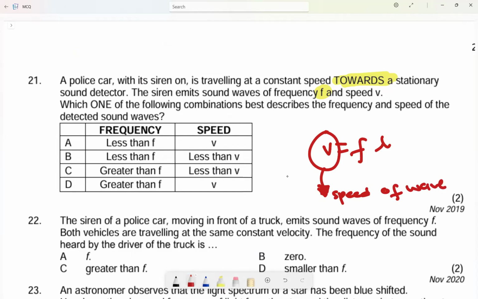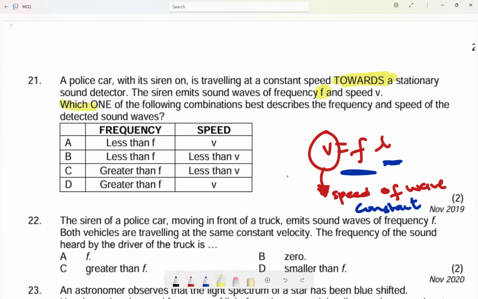The speed of the wave is always constant. It does not change. What changes is the frequency as well as the lambda. We are not talking about the speed of the car, we are talking about the speed of the wave. It is 340, depending on what the examiner gives you.